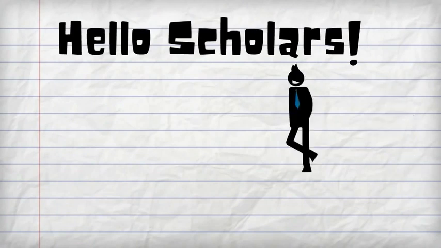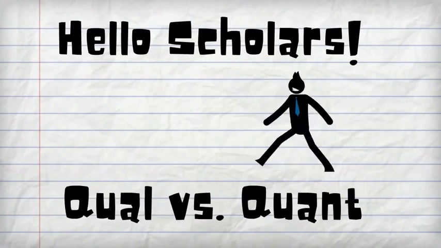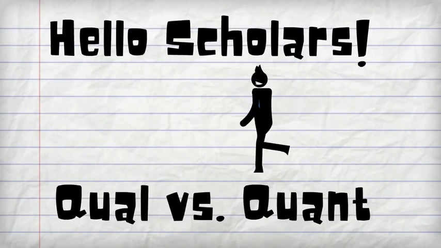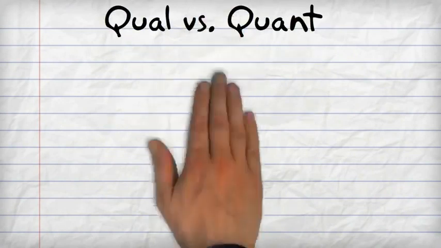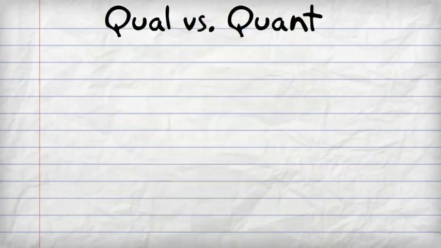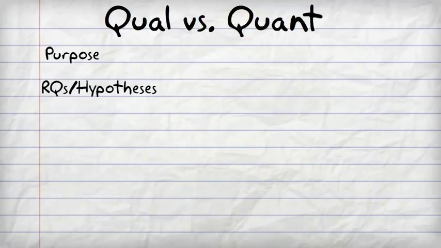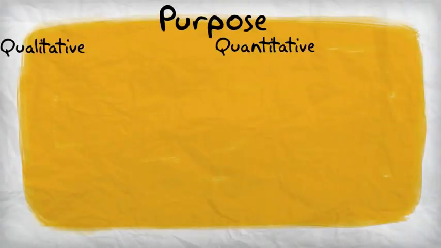Hello, scholars. Today we're going to journey through the basics of qualitative and quantitative research. On our journey, we're going to compare the characteristics of both kinds of research, including their purpose, research questions, hypothesis, data analysis, and final reports. Let's talk about the purpose of both types of research.